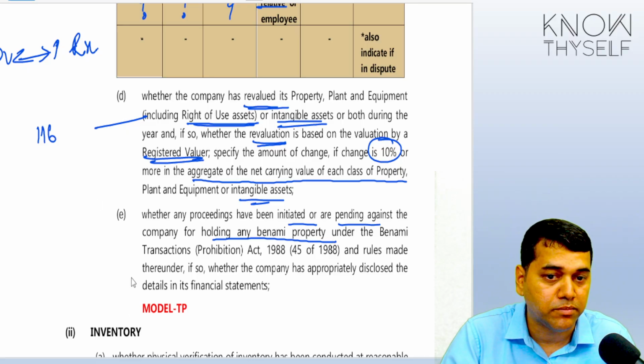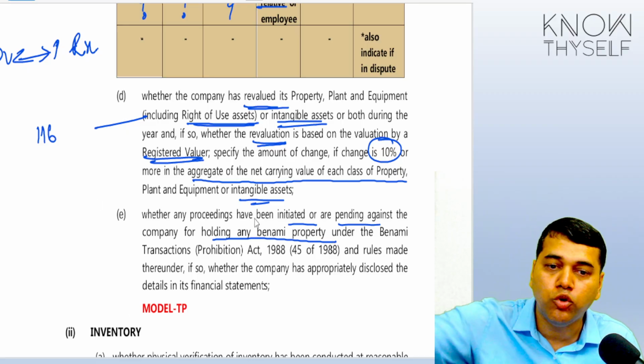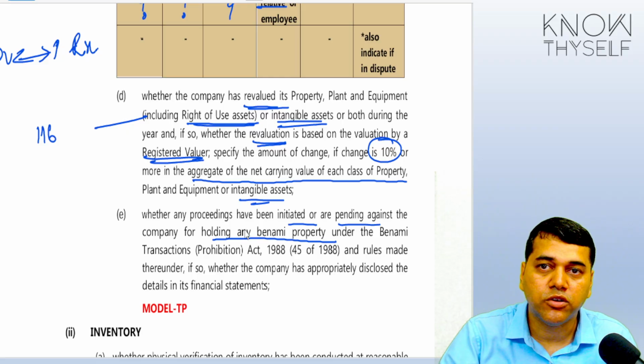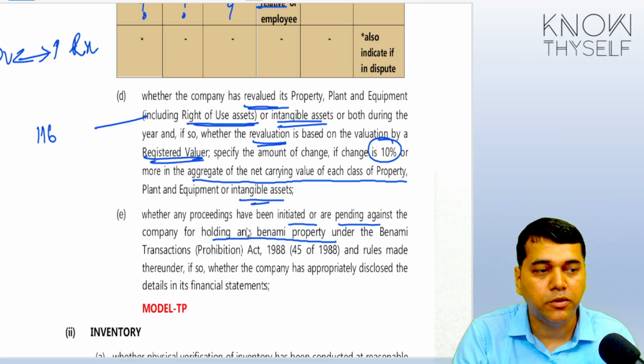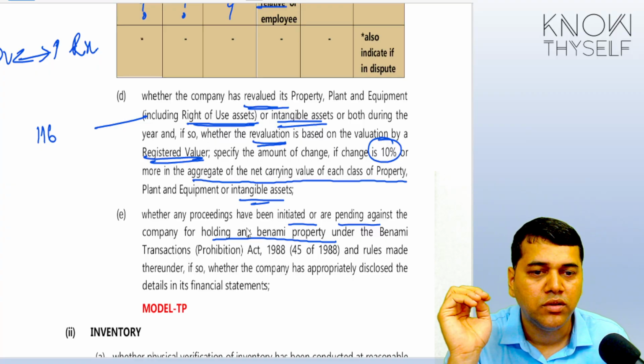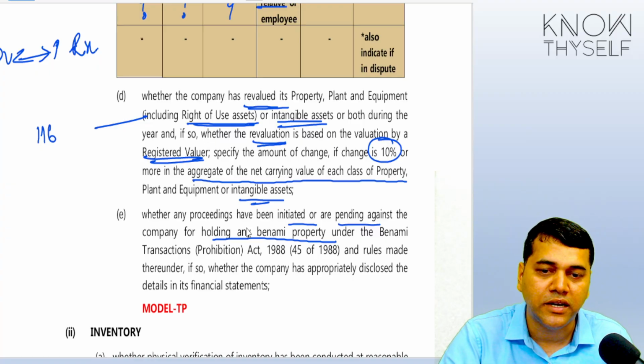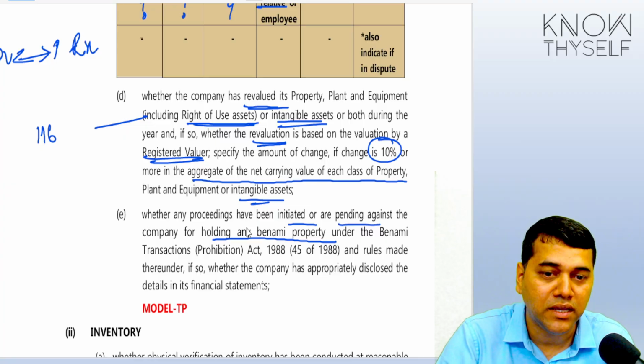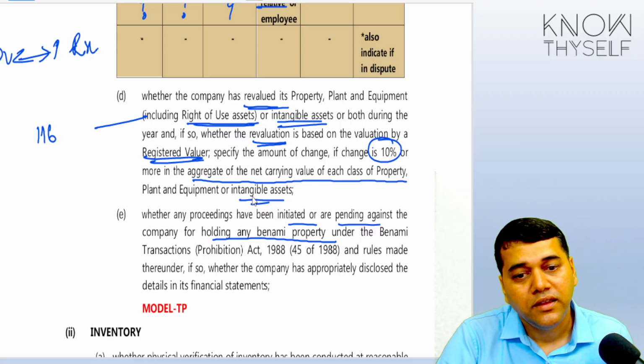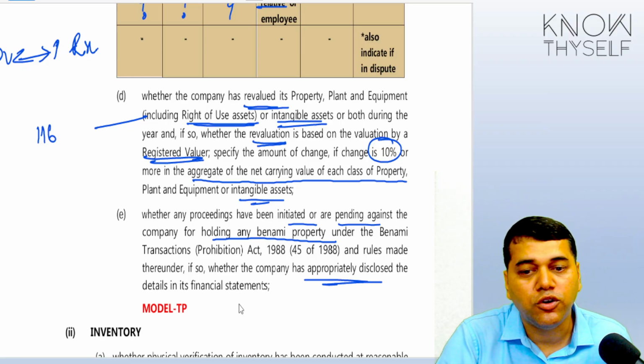Okay, and the last one, whether any proceedings have been initiated or pending against holding Benami property. I told you, Satyam, Benami means somebody's name you hold the property. Because when the raid happens, you will not be able to trace it only because it is in somebody's name now. They don't know that their name, some property is held. That's why they are called Benami, no name. Is there any proceedings going on? If yes, you have to disclose it.